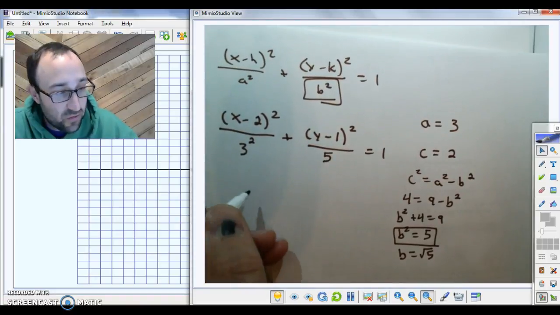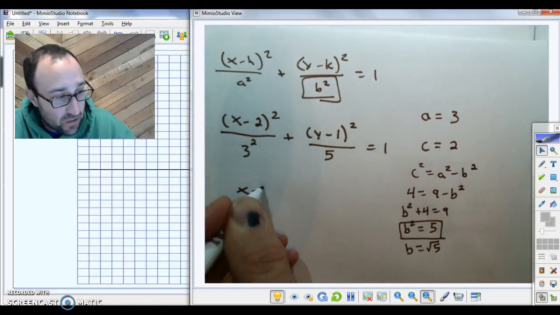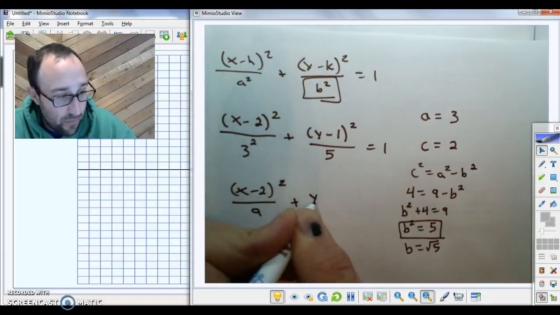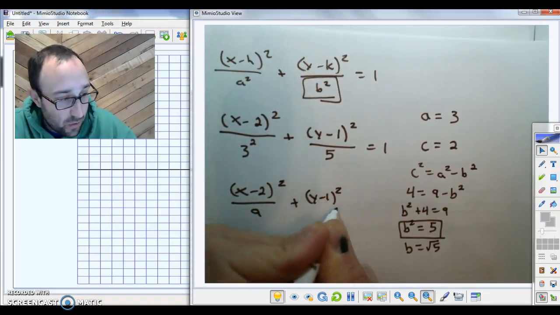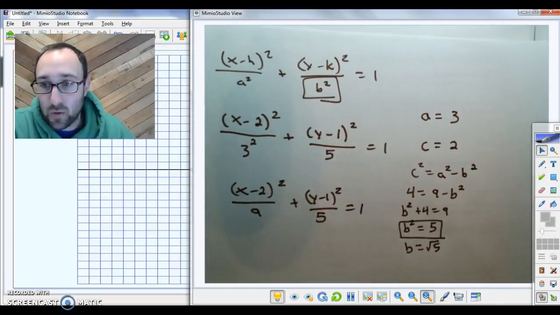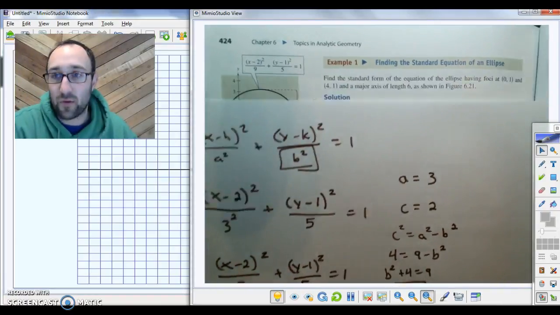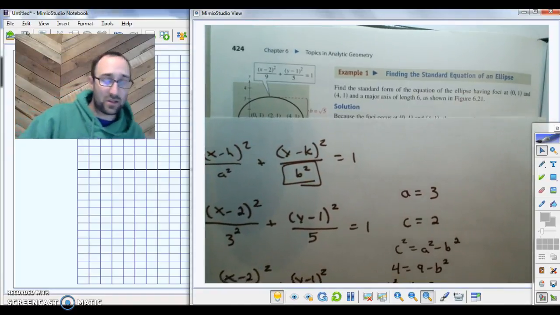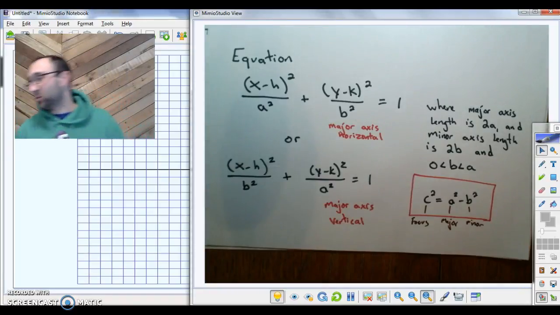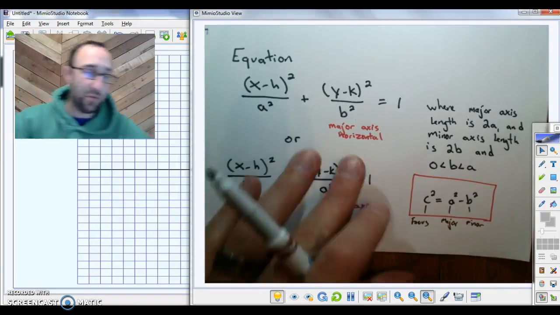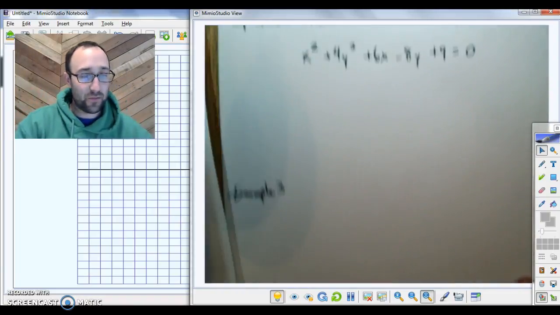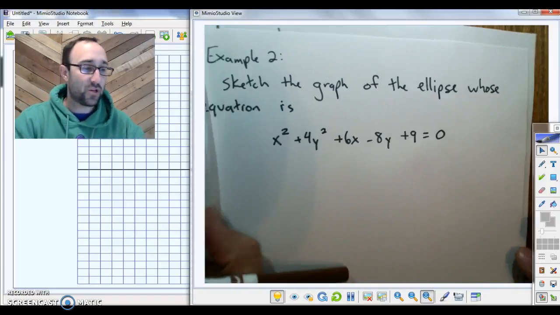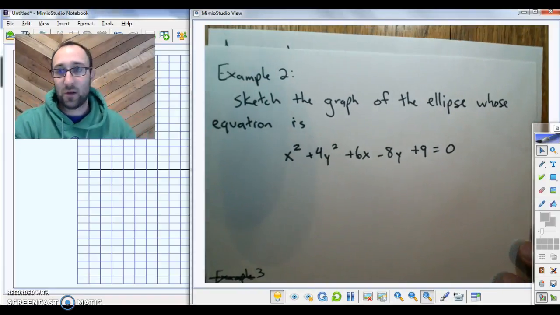So my whole equation would be x minus 2 squared over 9 plus y minus 1 squared over 5 equals 1. And if we look back, that's the equation that they gave us. Alright, so there is example number 1. Let's do another example, example 2. It says, sketch the graph of the ellipse whose equation is that whole thing.